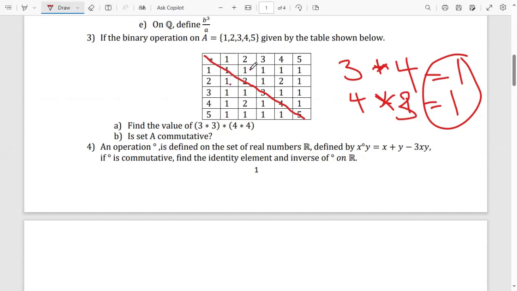So you can see 1 and 1. I have 1 and 1 again, 1 and 1, 1 and 1. I have 2 and 2. I have 1 and 1, 1 and 1, 1 and 1. Then I have 1 and 1 again.